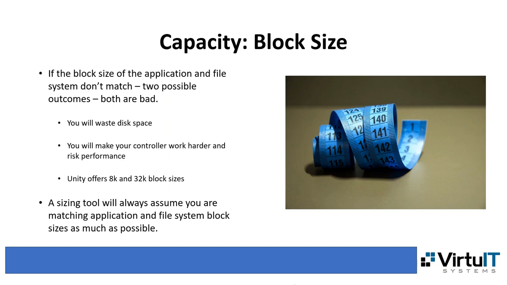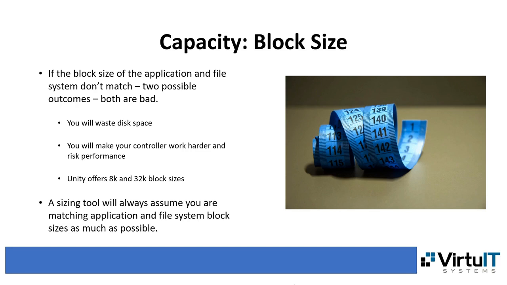So let's first talk about block size, right? If the block size of the application and the file systems don't match, there are two possible outcomes and both of them are bad. Now, in most cases, you may not get an exact match, but you will have some choices to make, and you want to at least make a choice that fits the requirements of your application and has a sensible, common sense, if you will, perspective to it. So if you have very small block sizes in your file system, but you configure very large block sizes in your storage array, you're going to waste a bunch of disk space. If you do the opposite, if you have very large block sizes in your file system, but you configure very small block sizes on your storage array, you're going to make your controller work much harder and you're going to risk not getting any good performance.